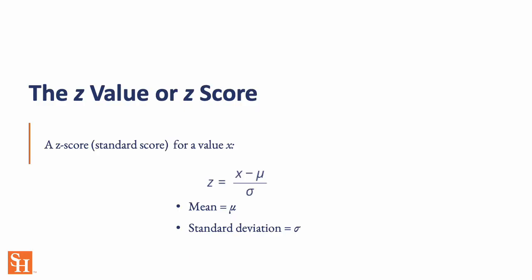So for a value of x, we can get the corresponding Z-score by using this formula, where mu is the mean of the distribution and sigma is the standard deviation of the distribution. The formula for the Z-score is x minus mu over the standard deviation, which is sigma, right?